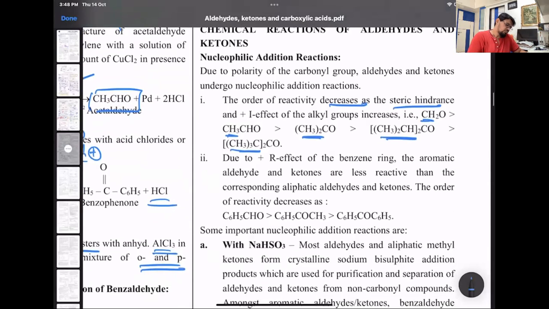Then, due to plus R effect of the benzene ring, that is positive resonance, aromatic aldehydes and ketones are less reactive than aliphatic aldehydes. So reactivity wise, benzaldehyde is more reactive. Then that's methyl phenyl ketone, that's acetophenone, or the last one is benzophenone. So more the bulk, less the reactivity.